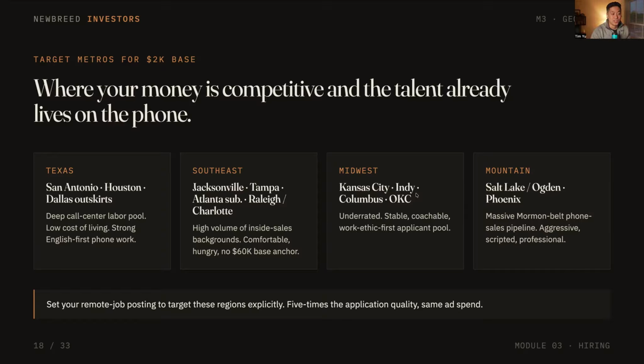The Midwest is so underrated, bro. I used to live in Louisville, Kentucky, which is the Midwest. So underrated. Super stable, coachable, really big work ethic, first applicant pool. That's who you want. I love guys from the Midwest. Then you've got the Mountain Belt: Salt Lake, Ogden. If you know Ogden, that's in Utah. Phoenix is a little expensive, so you need to go out in the suburbs. But this is a massive Mormon belt.